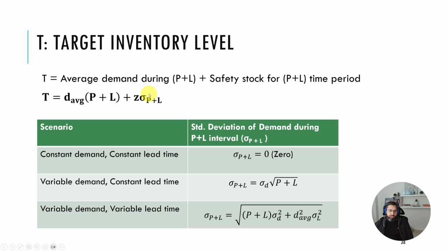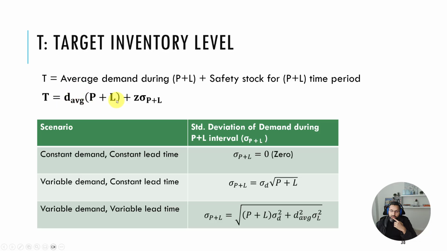So remember our protection interval is P plus L days. So the first part of T is just the average demand during the protection interval, which is P plus L. So we take the daily average demand, D average, and multiply by P plus L in days. If P plus L is in units of weeks, then this will be a weekly average demand. So the units of D and the protection interval must match. They must have the same time units. Usually we work in days, but you could work in weeks, for example. Okay. So the first part, D average multiplied by P plus L in brackets, because we must do the addition first and then do the multiplication.